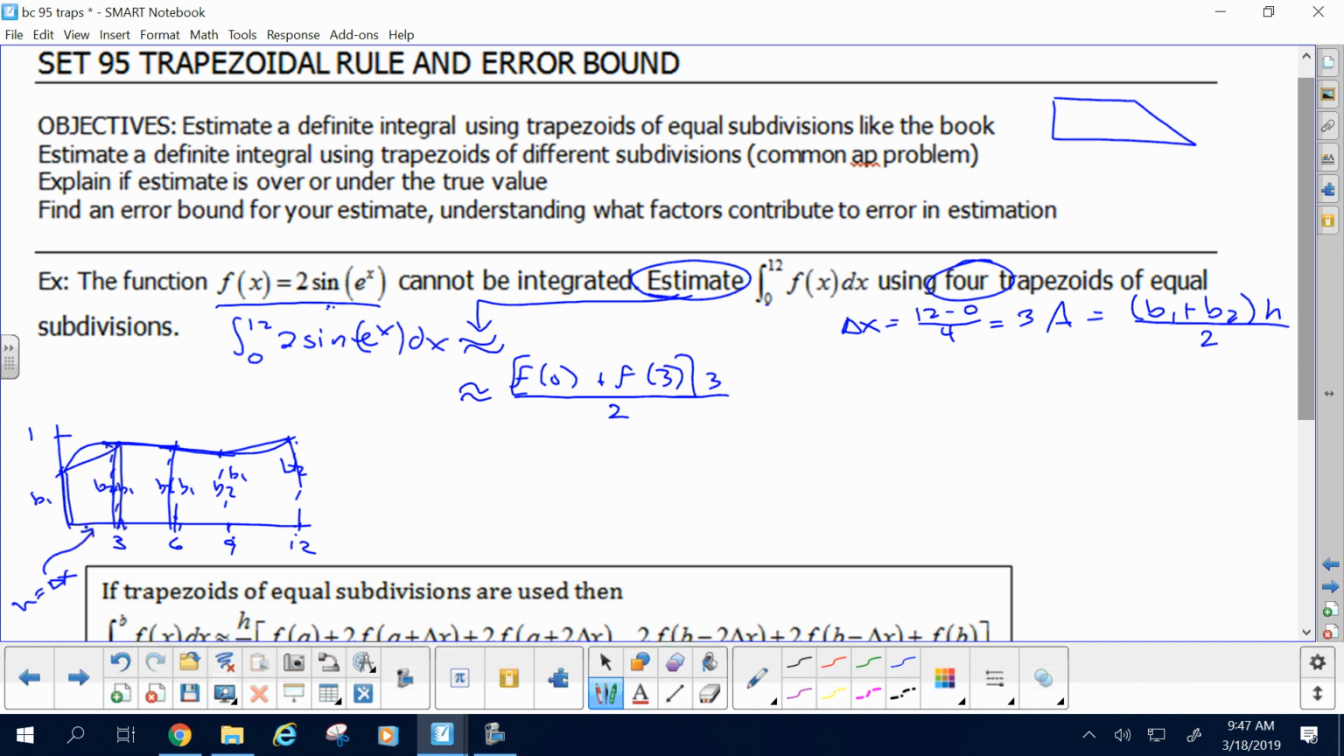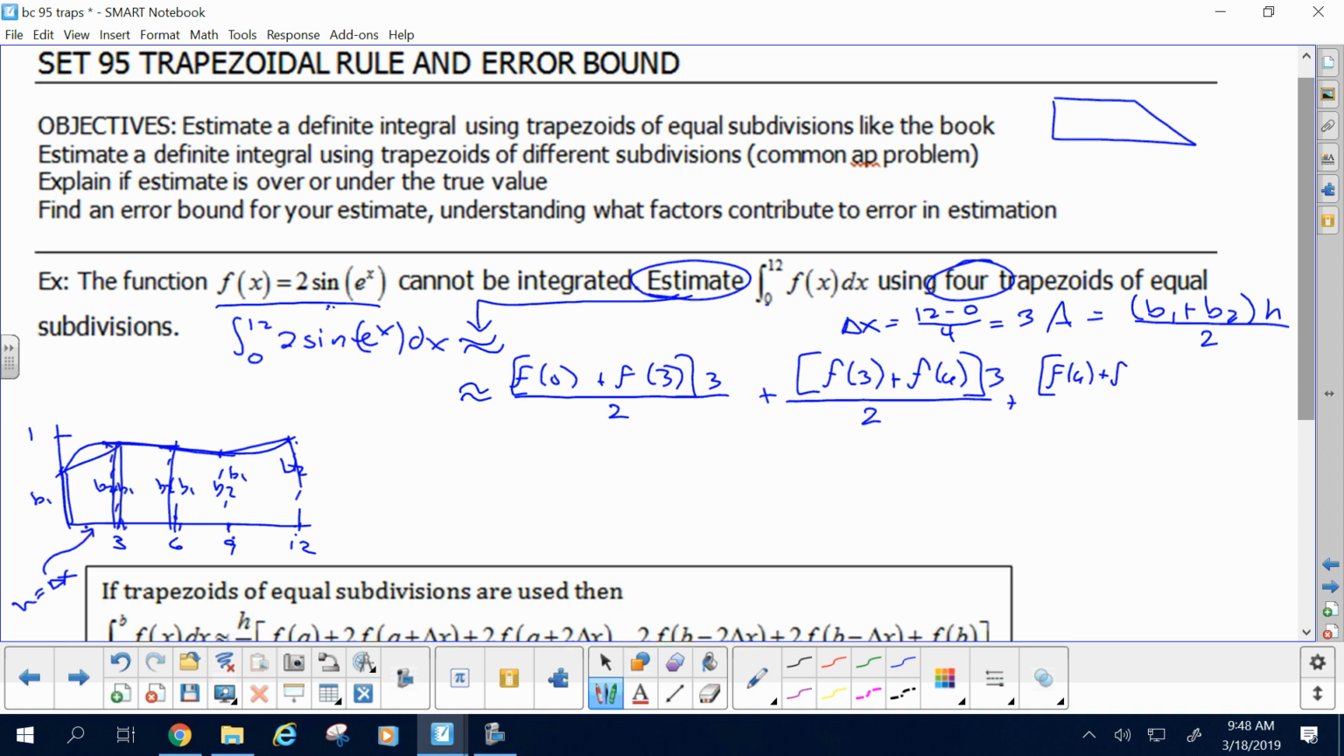The next trapezoid. What are base 1 and base 2? F at 3 plus F at 6. What's the height or the distance between the bases? 3 divided by 2. Okay. Third trapezoid. Base 1 plus base 2.